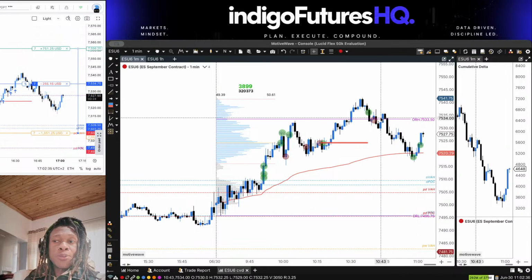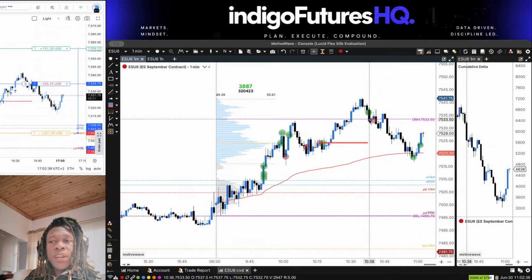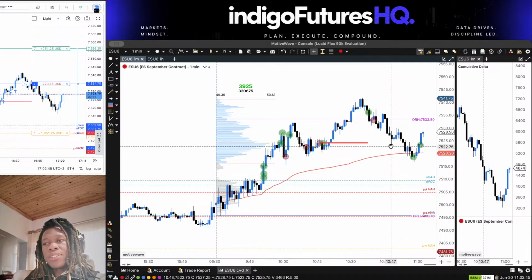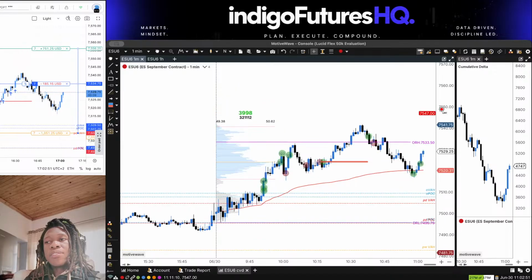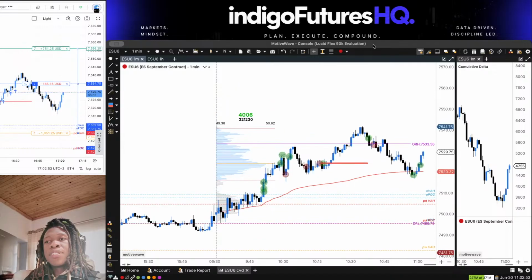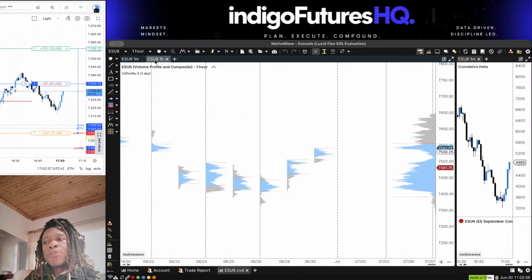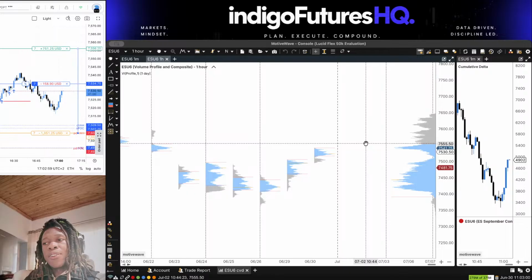But even if I had done that, I would have had to wait for this break and then the retest of it and short it then. But my thing is 751s, 756, 750s are in play, and my reasoning for that is because I'm seeing it on the composite volume profile. It's right here, 754.